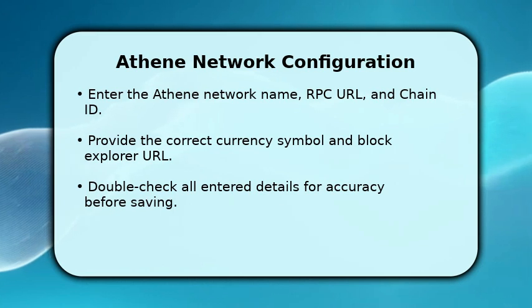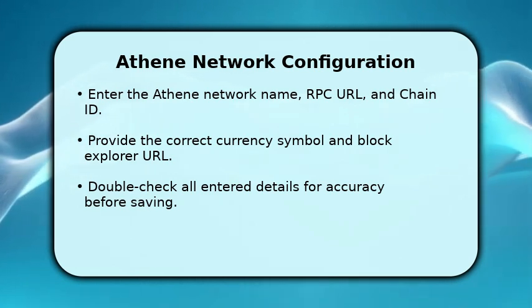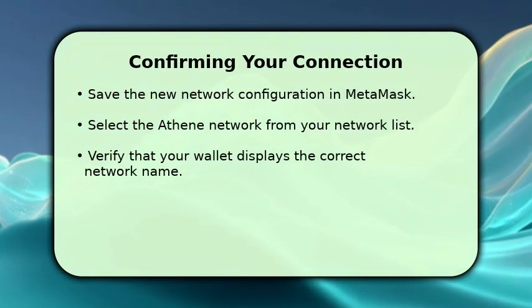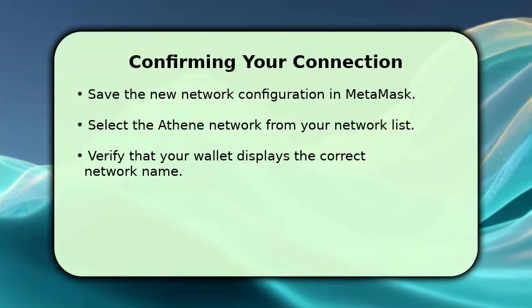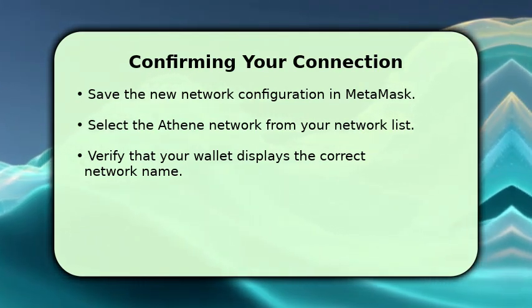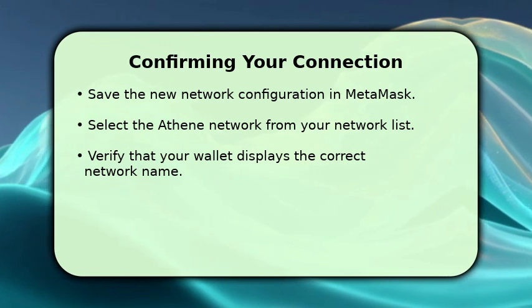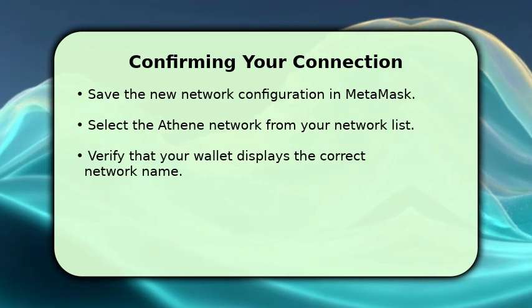It's crucial to double-check every single detail you enter here. Even a small typo can prevent a successful connection, so take your time before clicking Save. After carefully entering all the network information, proceed to save the new configuration within MetaMask. Once saved, the Athene network should now appear in your list of available networks. Select it to switch your wallet to the Athene blockchain.